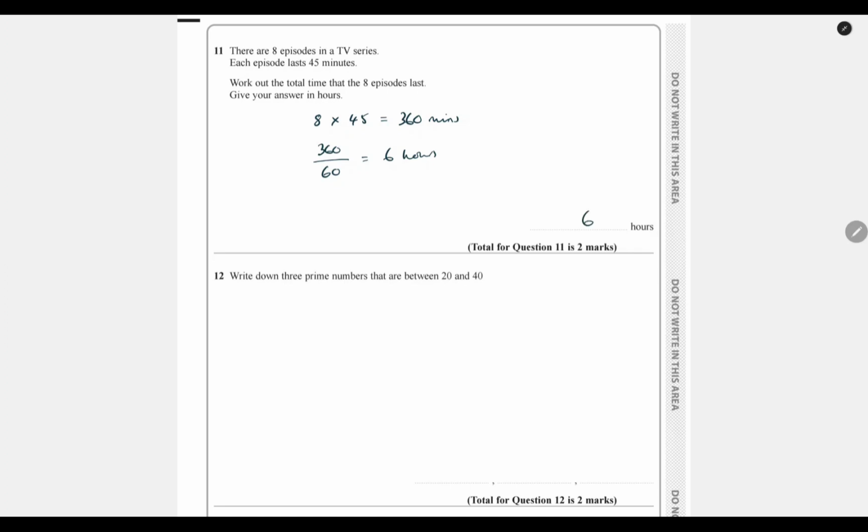Question 12 says, write down 3 prime numbers that are between 20 and 40. So prime numbers are numbers that are only divisible by themselves and 1. And there are actually 4 numbers between 20 and 40 that are prime numbers. They are 23, 29, 31, and 37. All 4 of these numbers are only divisible by 1 and themselves. And so we can pick 3. We'll just pick the first 3. That's 23, 29, and 31.